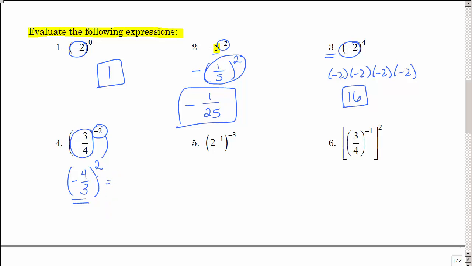What does that mean to do? Well, when you square a negative times a negative is a positive. So 4 squared is 16. 3 squared is 9.